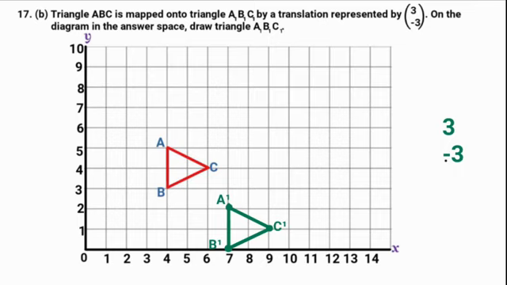So on the answer sheet, this is what examiners wanted you to do. The triangle A1, B1 and C1 was supposed to be drawn on those points.